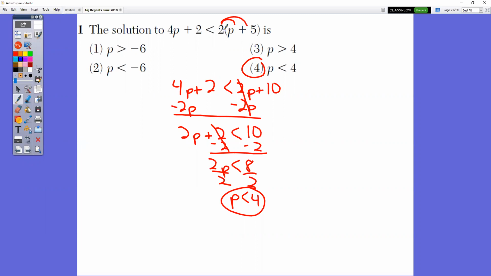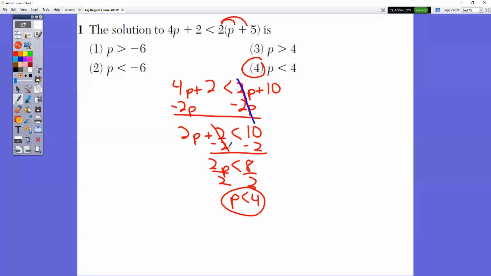So anytime that you have parentheses, you want to get rid of the parentheses first. So you had to distribute first. So you have 2 times p and 2 times 5. So that turns into 2p plus 10. You want to get all the p's on the one side. So minus 2p and minus 2p. Those 2p's cancel out. 4p minus 2p is 2p.